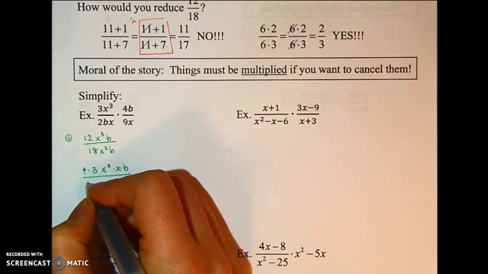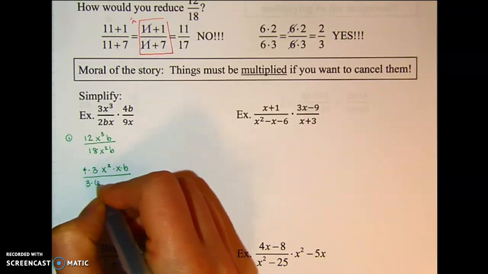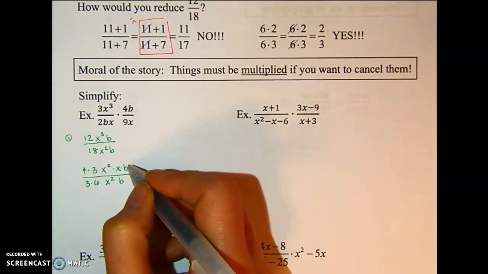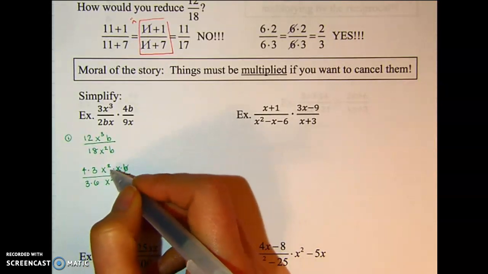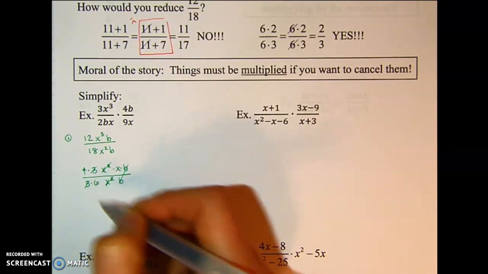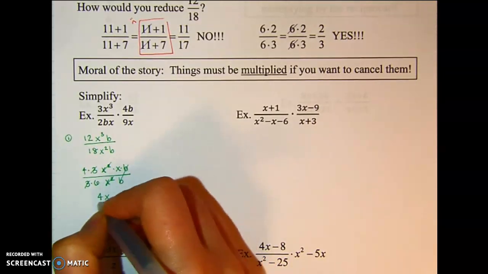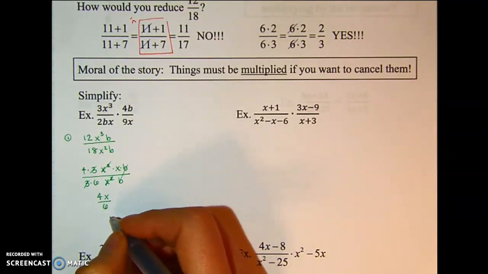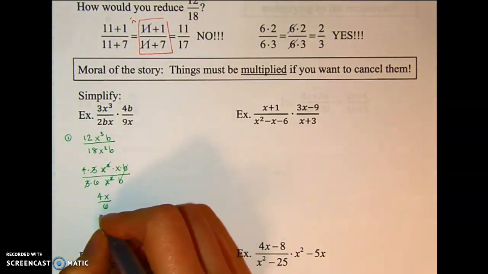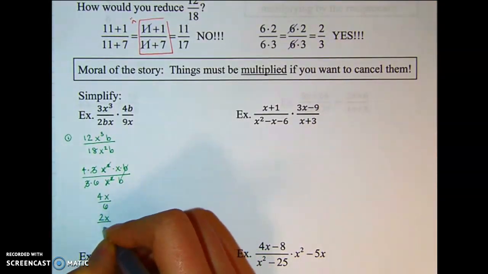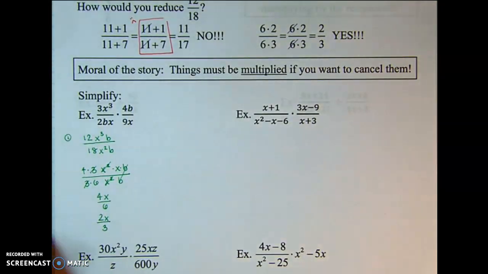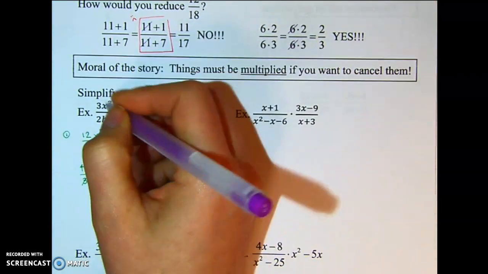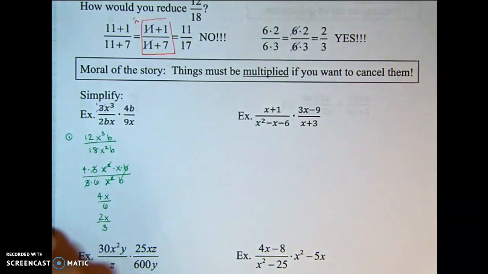And 3 times 6? Oh my gosh, so my b's are going to cancel, and my x squareds are going to cancel, and my 3's are going to cancel, and I'm going to be left with 4x over 6. But this can be reduced even more, and if you want, you could break it up into factors, but that just seems kind of silly to me. They're both divisible by 2. What I personally like to do is simplify it right from here, and I go, okay, well, this 3 is a 1.